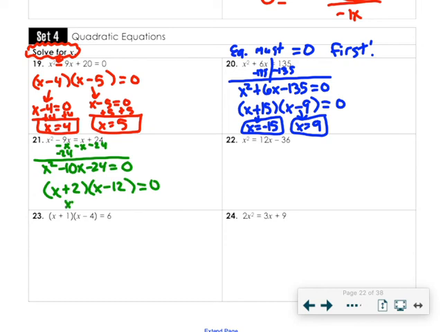Okay, that means that x equals negative 2. Flip that sign. And x equals positive 12 would be our answers. If I put a negative 2 into the parentheses, I would get a 0. If I put a 12 into the parentheses, I would get a 0.